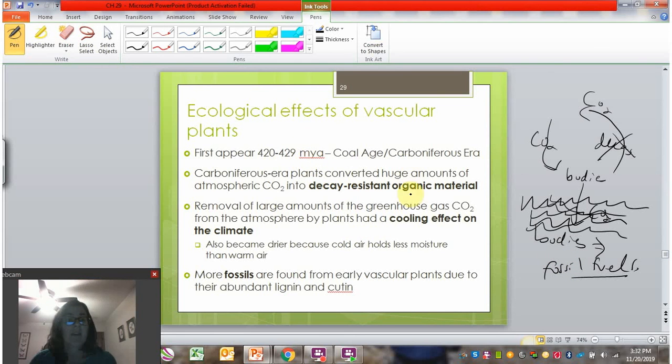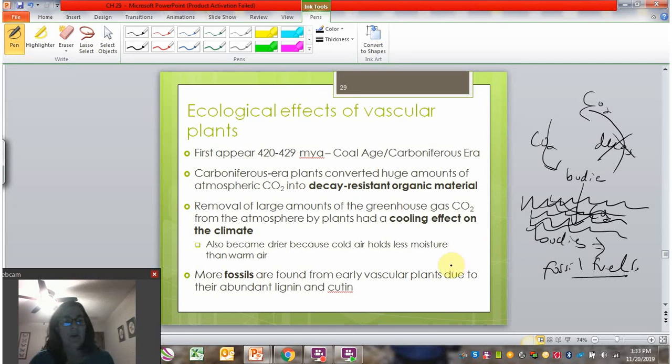So this was happening for a long time, but as the plants kept doing this, they pulled so much CO2 out of the atmosphere that it started to have a cooling effect on Earth's climate. And so the temperatures had been really warm, the earth had been warm and swampy. And then what happened was as the CO2 went down, so did the temperatures. So it got drier and cooler on earth.